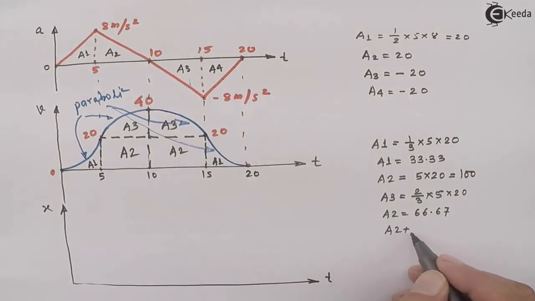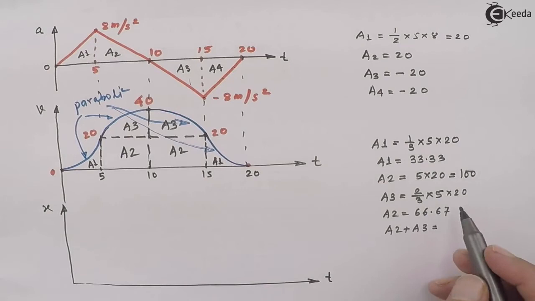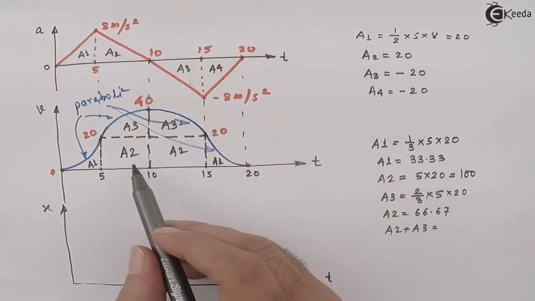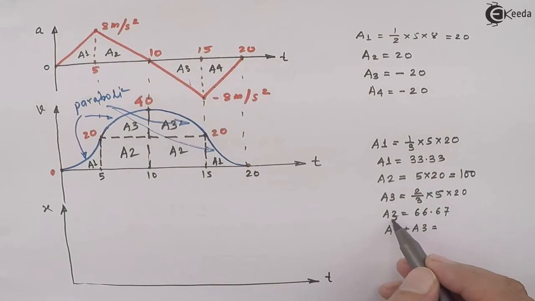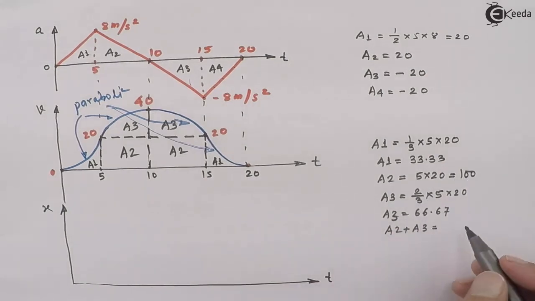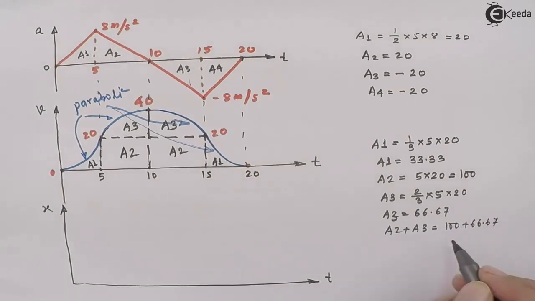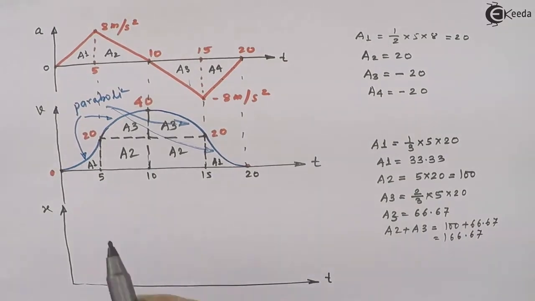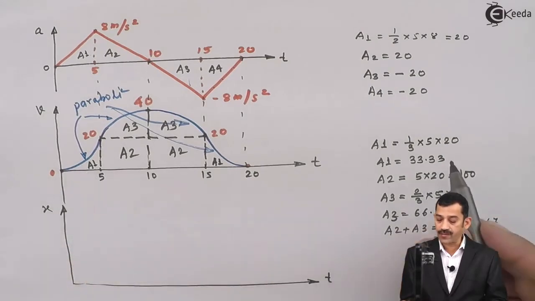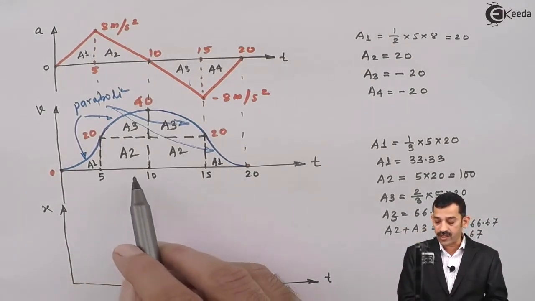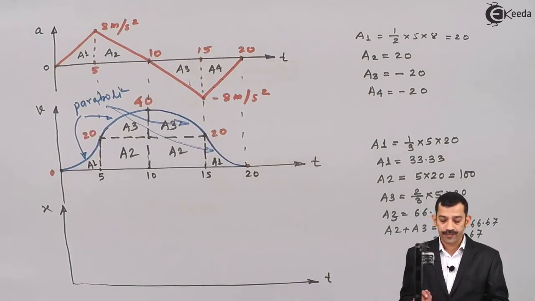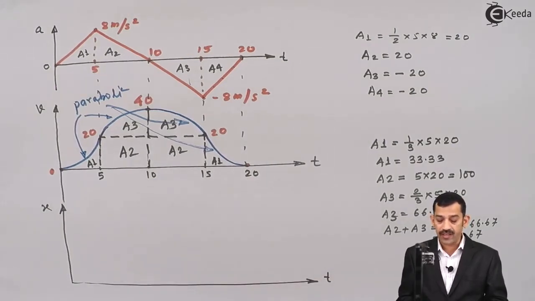But in the area from 5 to 10 second and 10 to 15 second there is an addition of areas, therefore we'll add A2 and A3. A2 is 100, A3 you are getting is 66.67, that means 100 plus 66.67 is 166.67. From 0 to 5 second area A1 is 33.33, from 5 to 10 second area is 166.67, from 10 to 15 second area is again 166.67, and from 15 to 20 second area is A1.